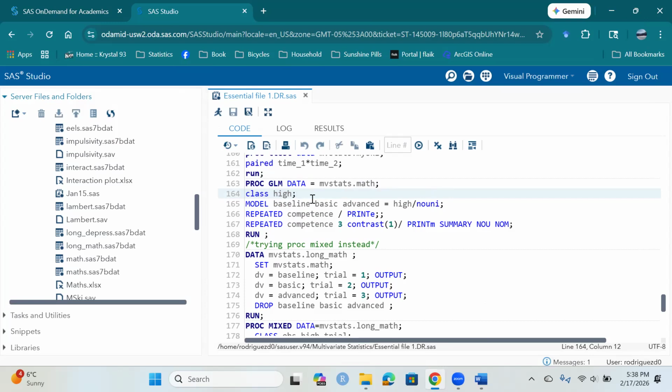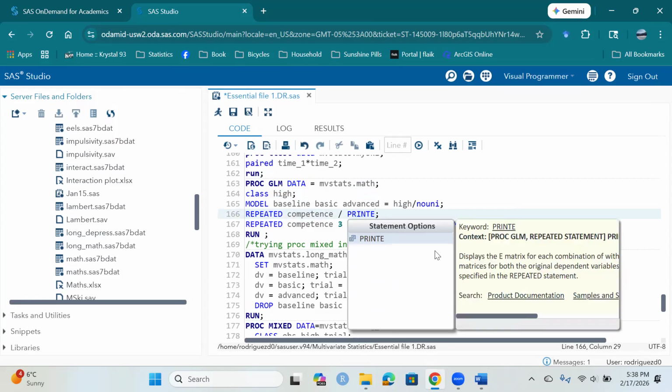And we give our repeated measure some kind of name. I call it competence because we're looking at competence across time. And we need to print all of our good old results there. It has an extra, this could be print E, right? There you go.